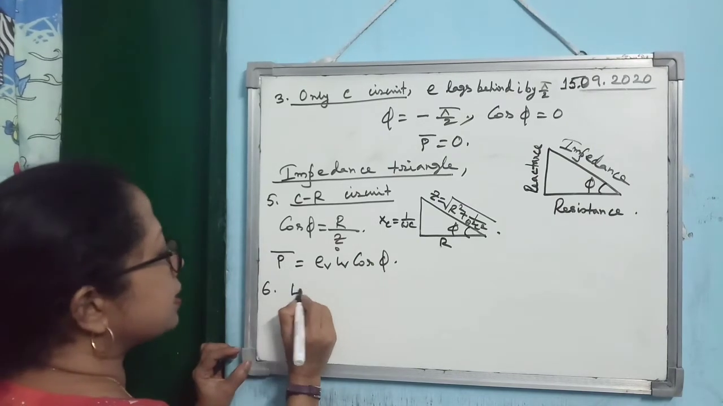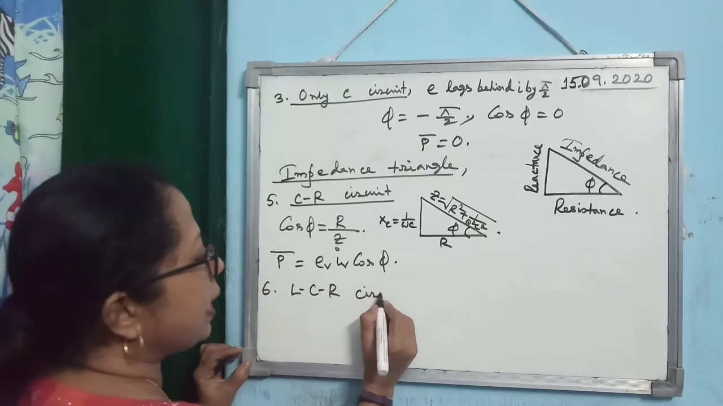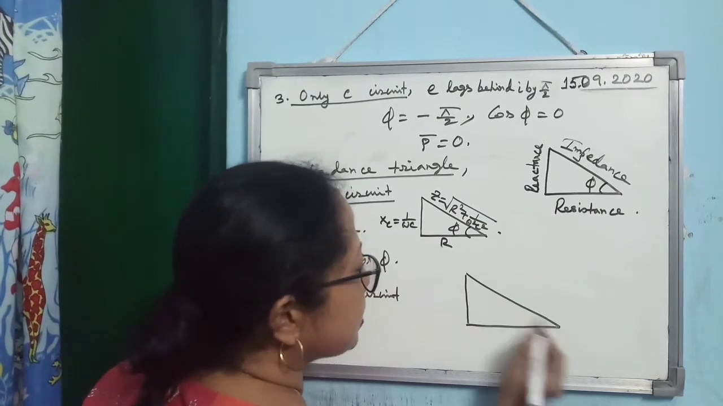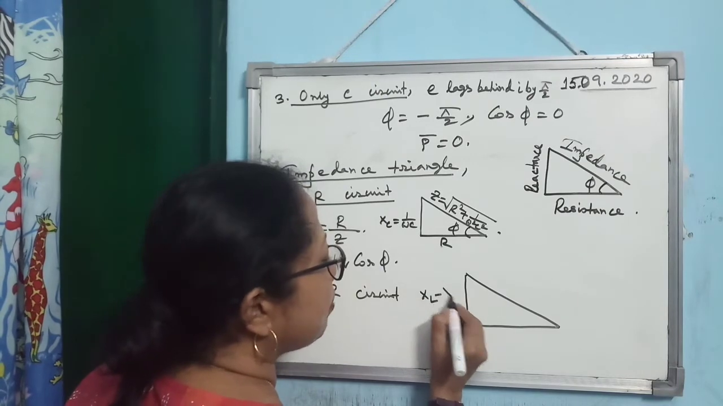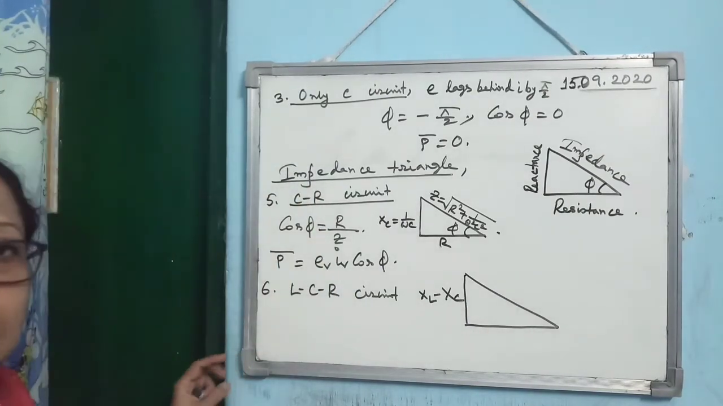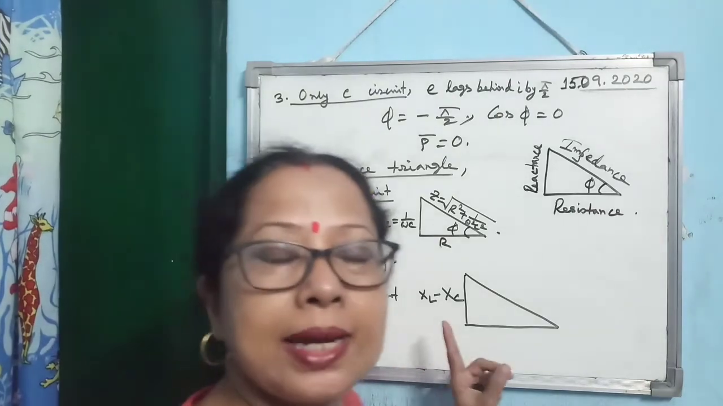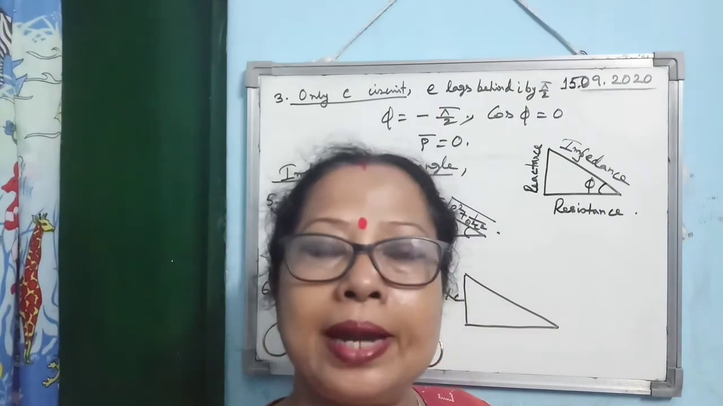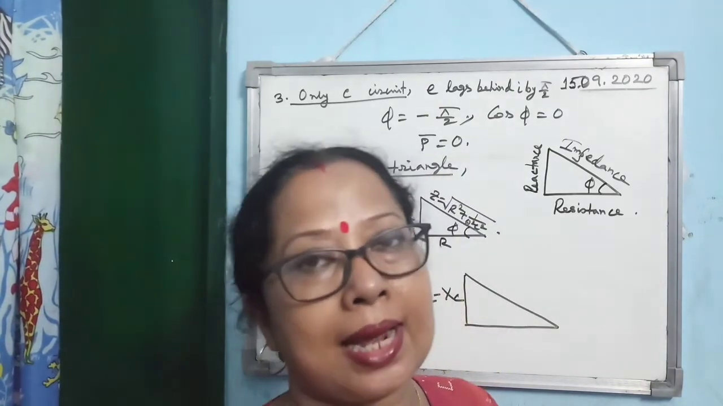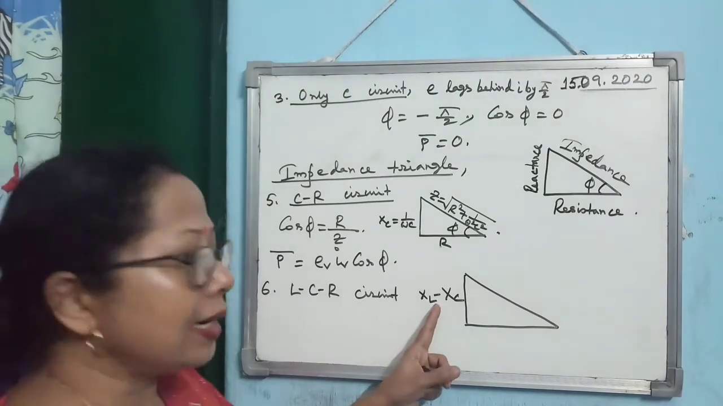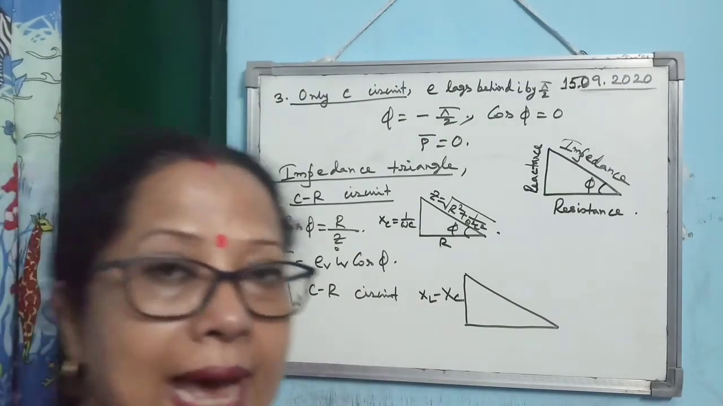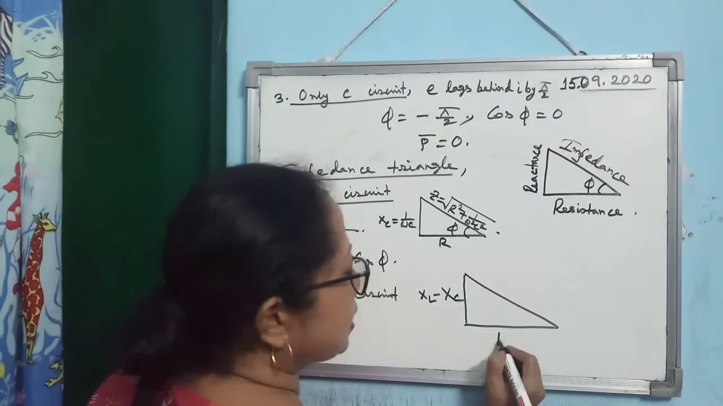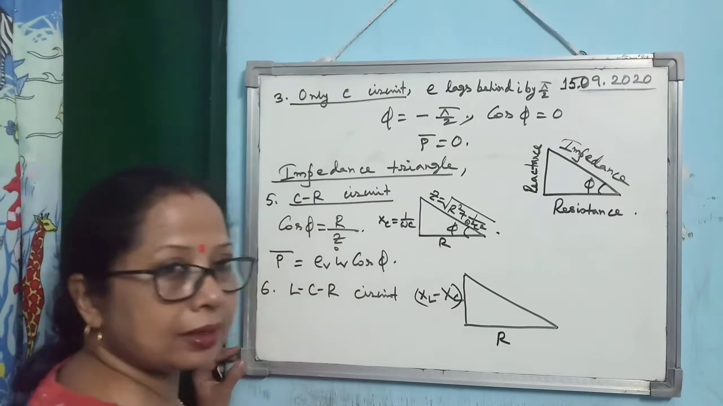Now the last case is the LCR series circuit. For LCR circuit, you know what is the reactance. Reactance is XL minus XC. I hope you can remember. Why is this minus sign coming? Because VL leads I by an angle pi by 2, and VC lags I by an angle pi by 2. That's why this negative sign is coming. The negative sign indicates that VL and VC are in opposite phase. So if it is XL minus XC, this is the resultant reactance.